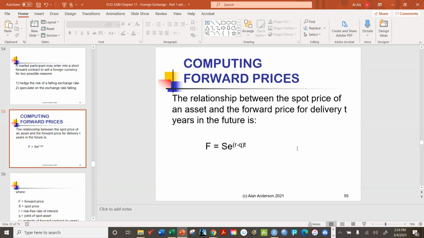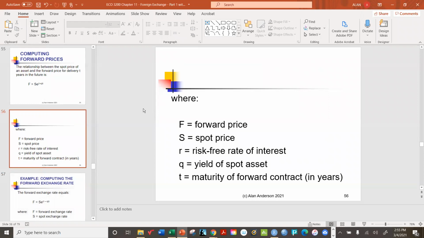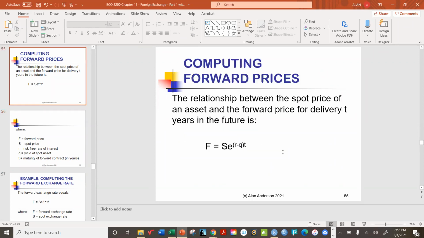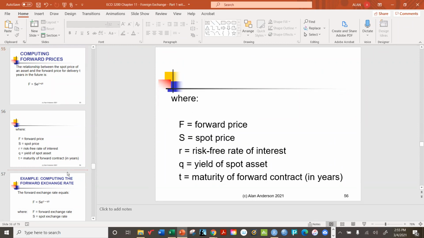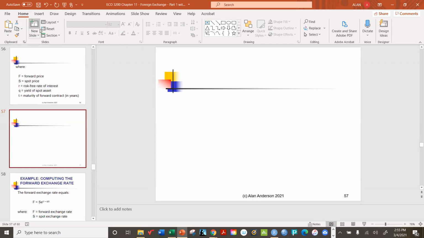All right, so let's see how this works. First, F is the forward price, as you can imagine. S is the spot price. Risk-free rate here is R. Now, what do we mean by a risk-free rate? That's actually an important detail. Let me do a little side note here.